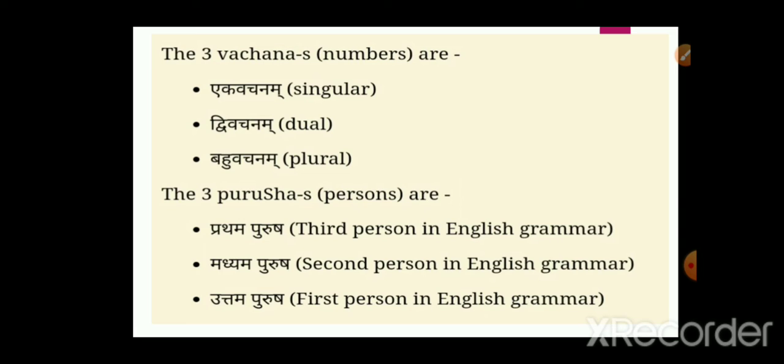We have three Vachanams. Vachana means numbers. Those are singular, dual and plural. Singular means Ekavachanam, dual means Dvivachanam, plural means Bahuvachanam. And we also have three Purushas, that means three persons, which are Prathama Purusha, Madhyama Purusha and Uttama Purusha. Prathama Purusha means the third person in English grammar. Madhyama Purusha means second person. And Uttama Purusha means first person.